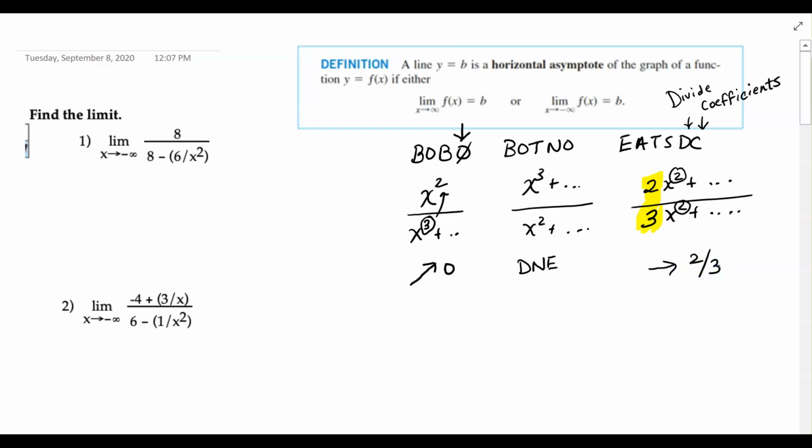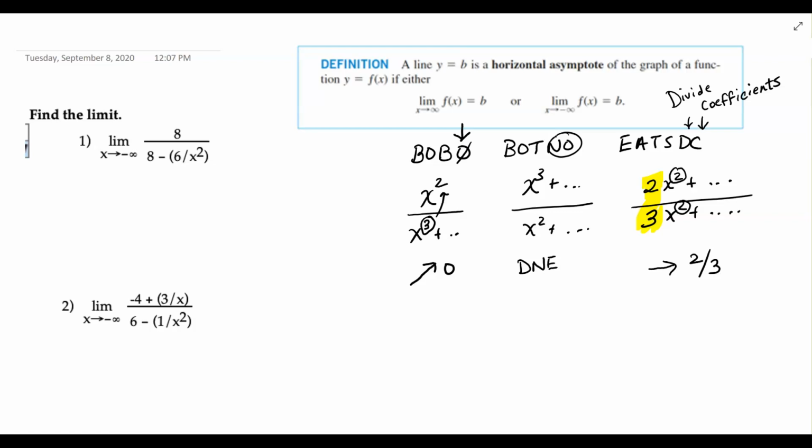So we're going to use this concept for limits. All right, this kind of mnemonic, Bobo Botno eats DC. Again, bigger on bottom, it goes to 0. Bigger on top does not exist. That's what that no means. More specifically, later on we'll discuss that it goes to either positive or negative infinity, or both perhaps. And then if the exponents of the leading terms are the same, we divide the coefficients.